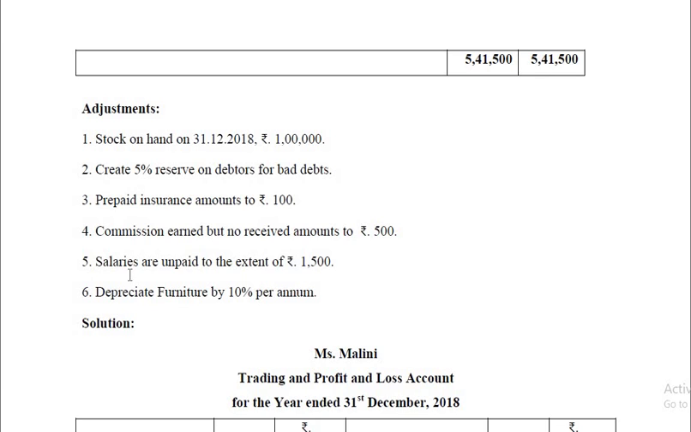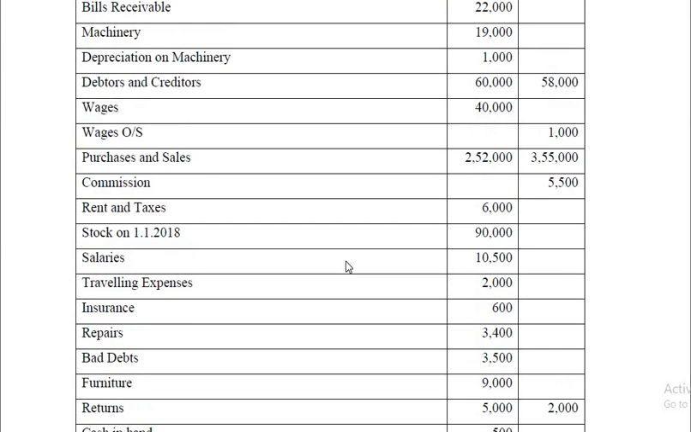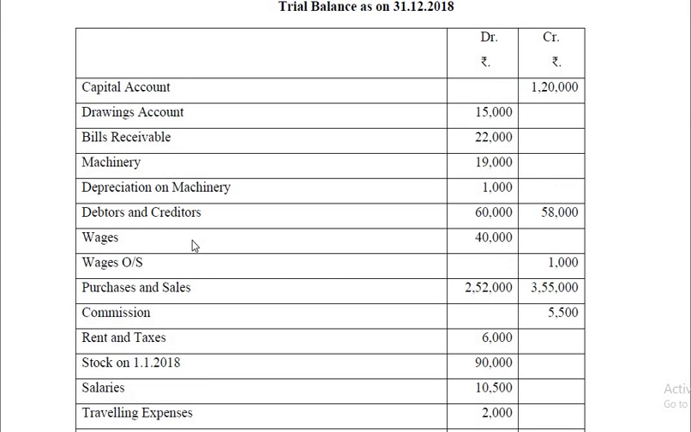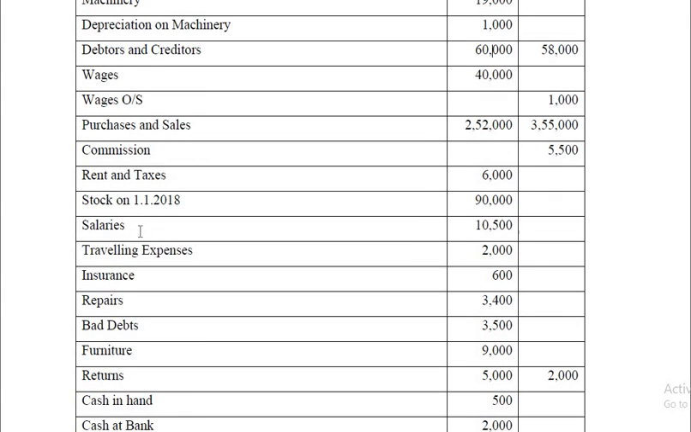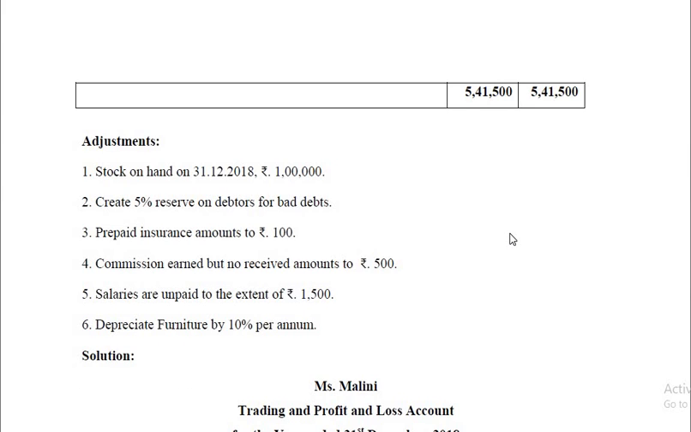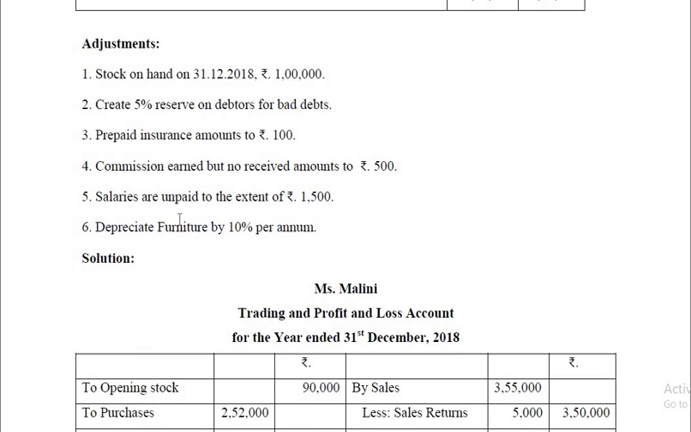Then salaries are unpaid to the extent of 1,500. This should be added to salaries in the profit and loss account. So you find salaries here 10,500, to that 1,500 should be added. And in the balance sheet, it's a liability. So on the liability side, you have to show salaries outstanding or unpaid 1,500.